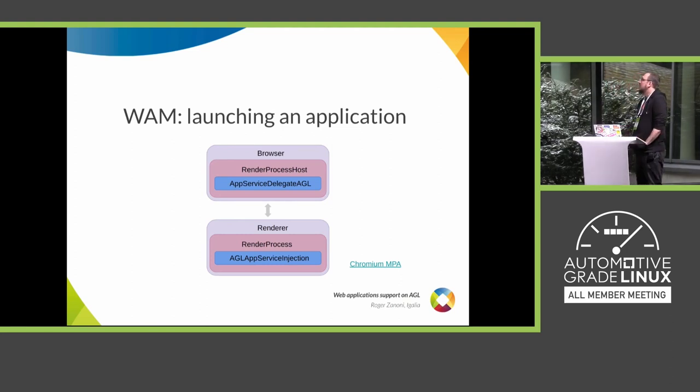And those are the two classes I'm going to talk about more in the next slides. Like I mentioned before, one spreads across the browser and renderer process. The UpService Delegate AGL is the server class responsible for receiving calls from the renderer processes. And AGL Ops Service Injection is the code that's injected in the JavaScript context for all one applications.